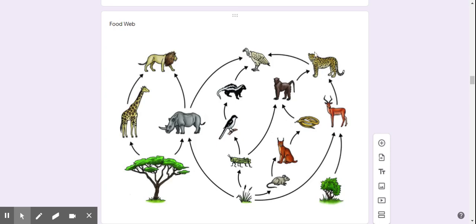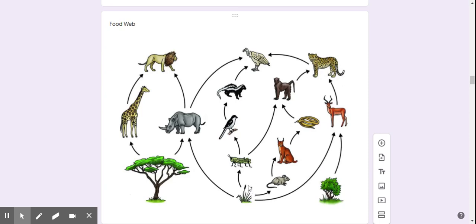Cheetah eats him, divide the 0.5 by 10 again to get 0.05. And then the vulture eats the cheetah. And so divide that by 10 one more time. And we get 0.005. The lowest amount of energy possible in this scenario.